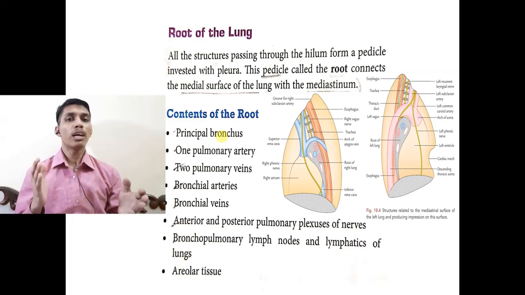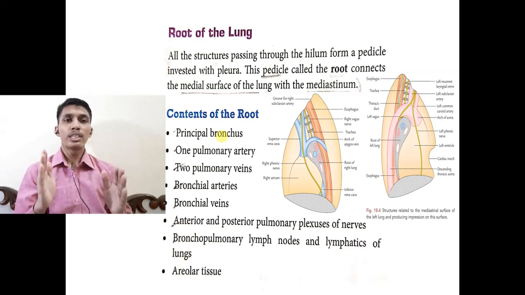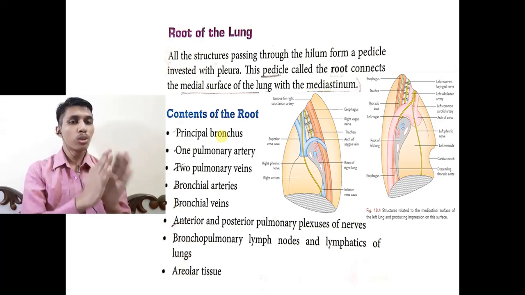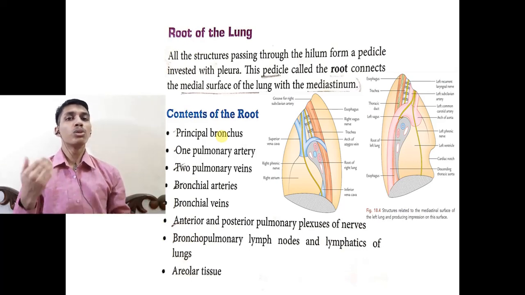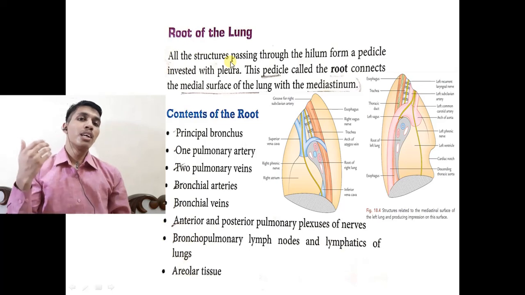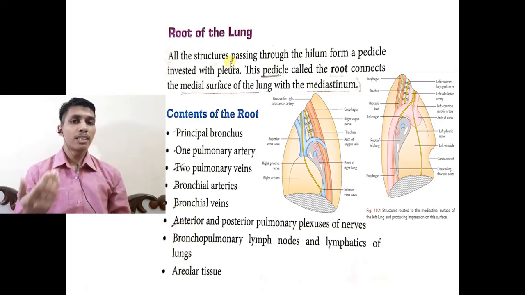So here we study about the structures or the passages through which the pleural cavity is in close contact with the mediastinal cavity. So roots are basically the site of inlet or outlet, entry or exit. Here we discuss the root as all the structures, mainly all the blood vessels, nerves, plexus, and every structure that passes through the hilum.